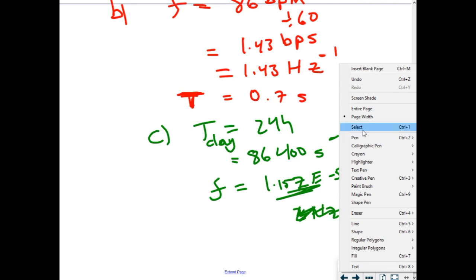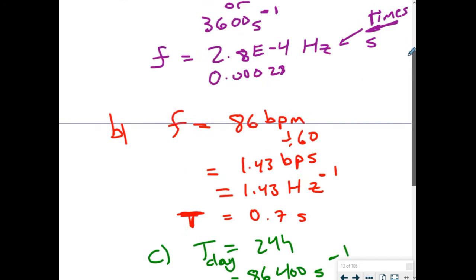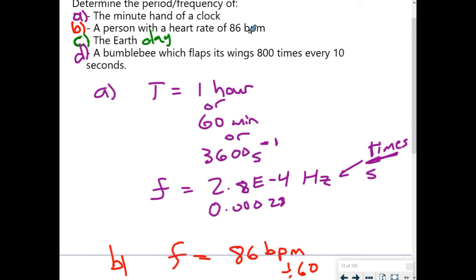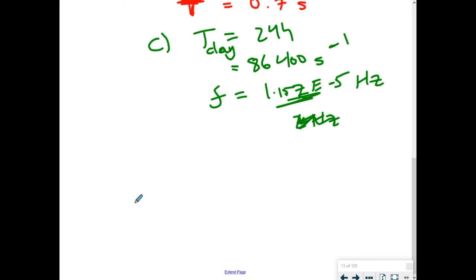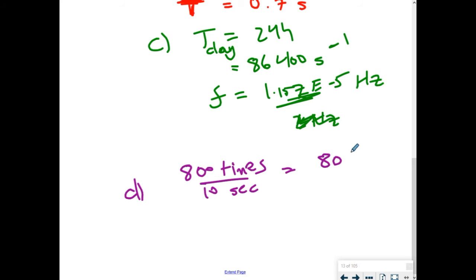Last one, then we're done. Part D, I asked you about a bumblebee which flaps its wings 800 times in 10 seconds. I really don't have a frequency or a period yet here. I know it happened 800 times, but it happened in 10 seconds. What I want to illustrate with this one is that if something flaps its wings 800 times in 10 seconds, as long as we have periodic motion, very regular, consistent motion, then we should be able to prorate this and say that it happened 80 times in 1 second.